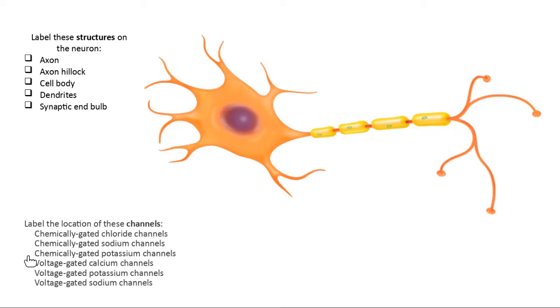You will know your neuron parts and your channels. Look at our options here. We want to know where on our neuron we've got chemically gated chloride channels, chemically gated sodium channels, chemically gated potassium channels. Remind me in the chat, when we've got chemically gated channels, what do they open with? In particular in my neurons.